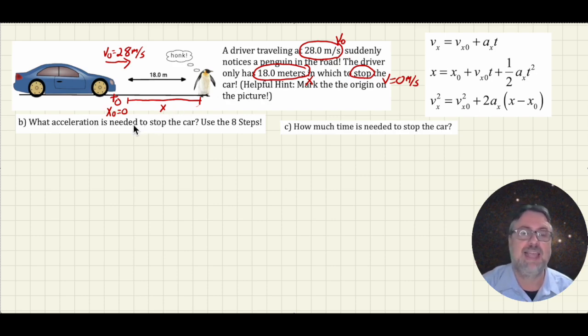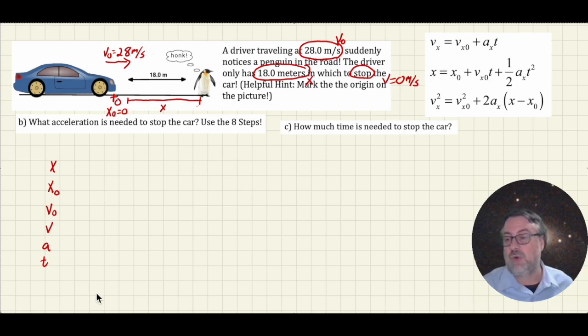Once I have everything labeled and I have convinced myself that I know what's going on, then the next thing I'm going to do is just make a list of all the possible motion variables. And so I can take an inventory of what I know and what I do not know. So position, initial velocity, final velocity, acceleration, and time is what I have to work with.